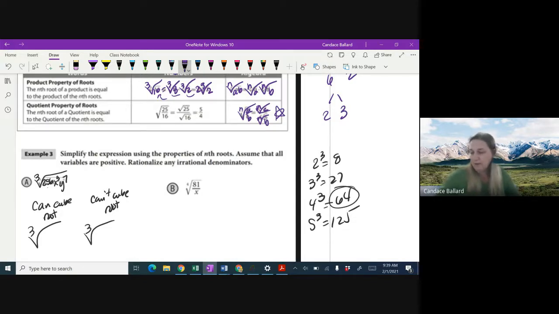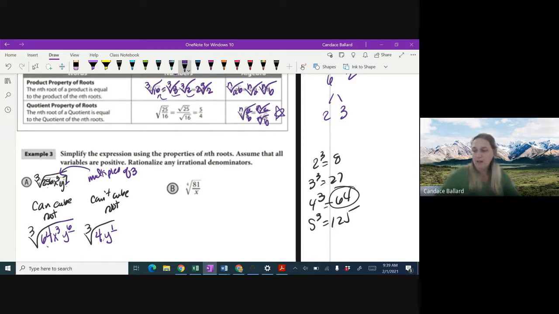So I'm going to do 64, and I know it goes in there 4 times. 64 times 4 is 256. So I can take the cube root of the first one, and I can't take the cube root of the second one. For the exponents, you're going to pull out multiples of 3. So I know that I get all of x. For the y, I'm going to get y to the 6th, and I have y to the 1st left over because 6 plus 1 equals 7.